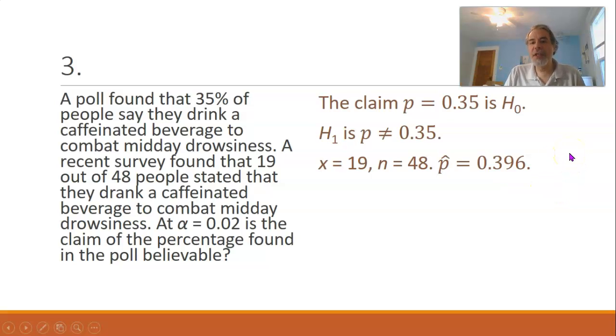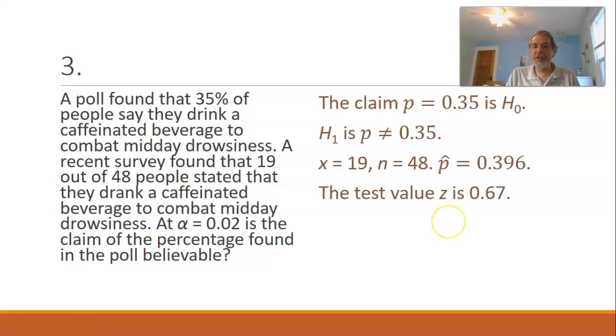So, depending on how you're doing this, if you're using the graphing calculator or the Excel spreadsheet, you would just put in the numbers 19 for X, 48 for N, and then 0.35, the number from the hypotheses, for your P number. If you're using that formula that I showed you and you're calculating this yourself, you'd need 48 for N, you need 0.35 for P, you would need 0.396 for P hat, and you would need a number for Q, and that would be 1 minus P. So 1 minus 0.35 would be 0.65. So however you come up with it, the test value Z turns out to be 0.67.